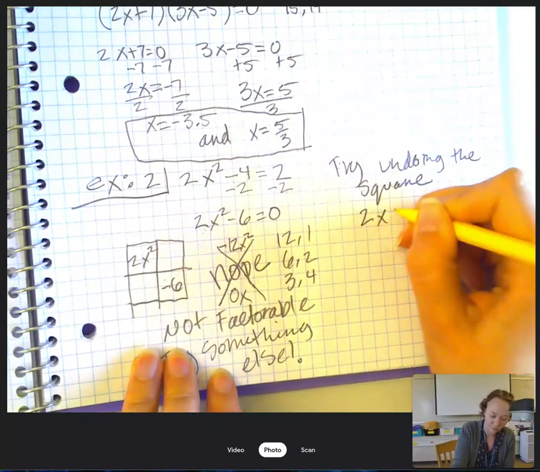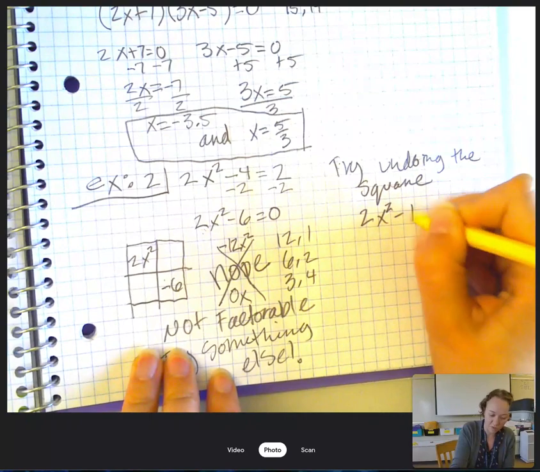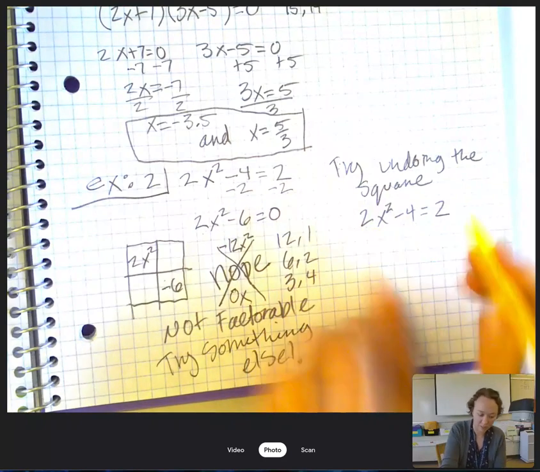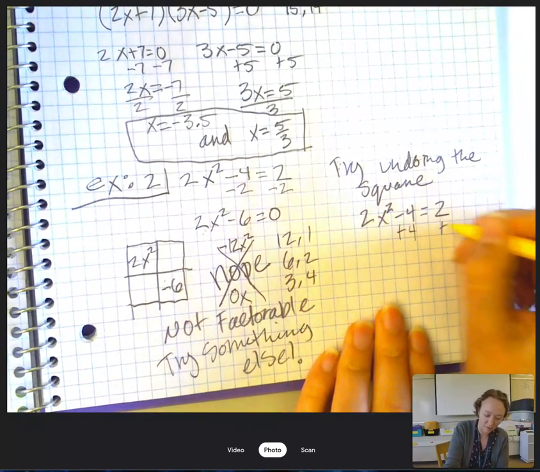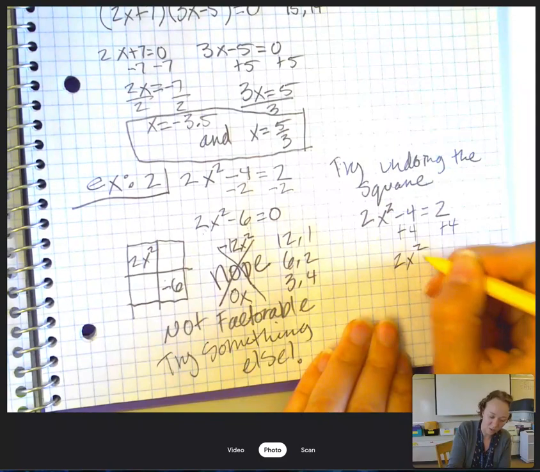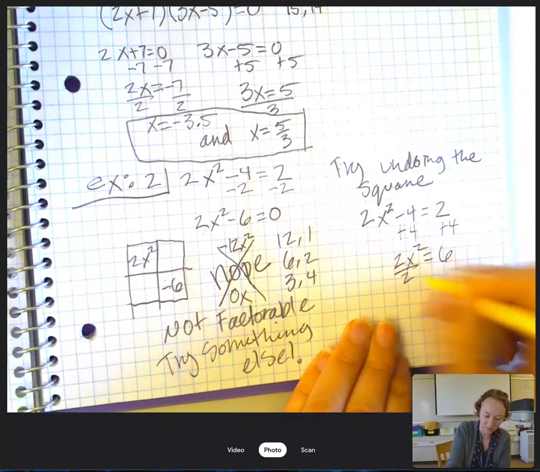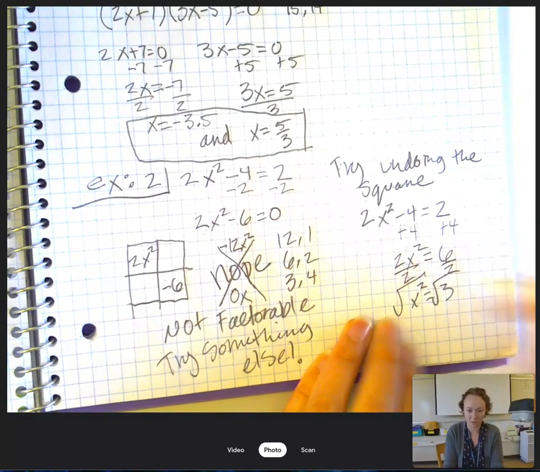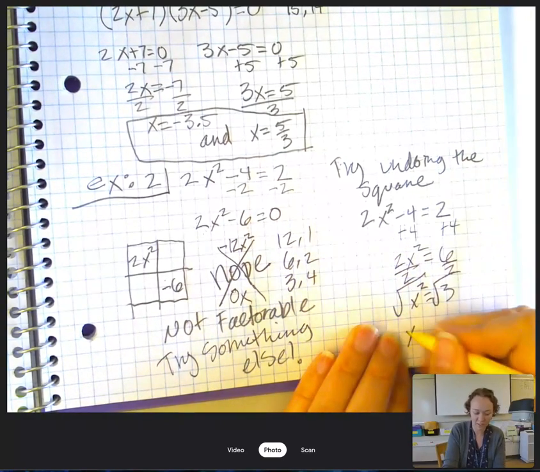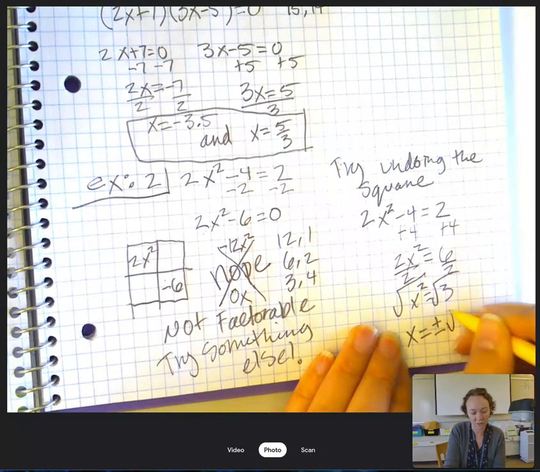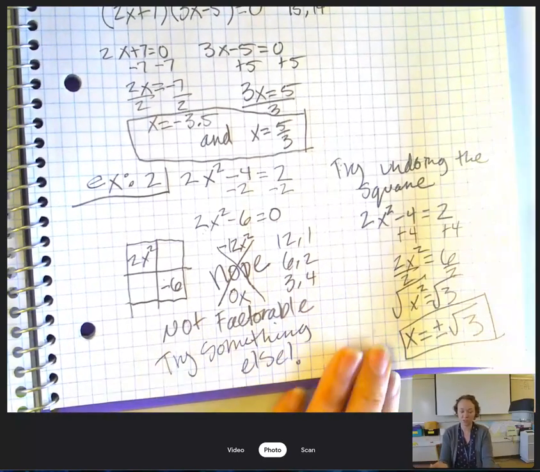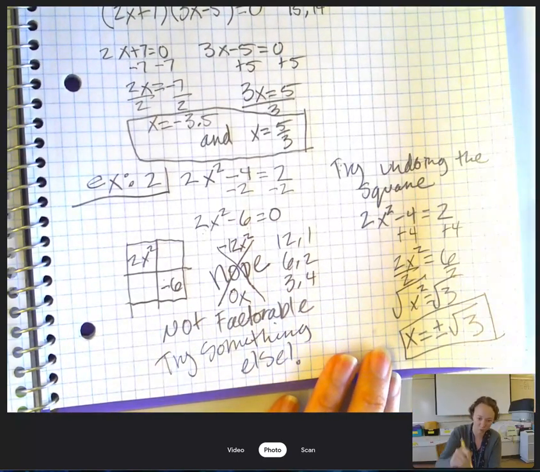So let's start over. 2x squared minus 4 equals 2. In this case, we're trying to get the x squared alone, right? So we're going to add 4 to both sides. 2x squared equals 6. And divide by 2. X squared equals 3. Take the square root of both sides. And x equals plus or minus the square root of 3. So there are solutions. They are just irrational roots.